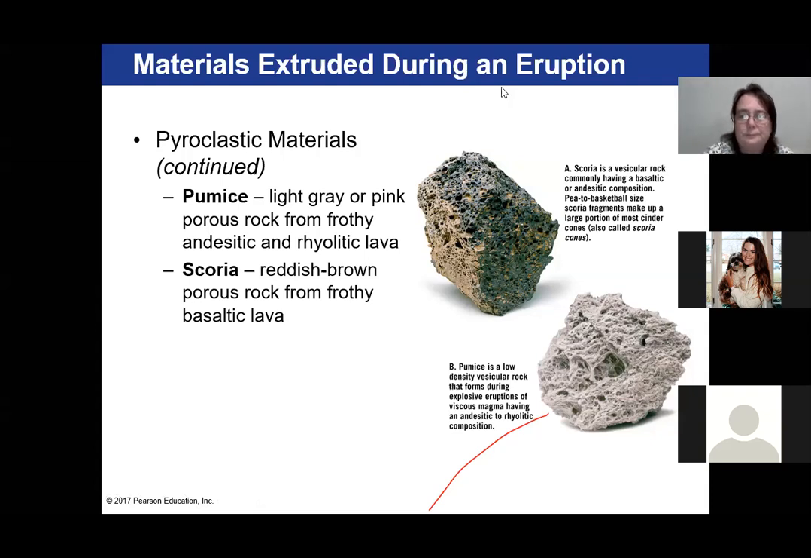All right. So scoria is reddish brown, and you can see all these holes. Those are bubbles created by the expanding gases, and they're frozen there, so the structure is preserved. Pumice is also a light-colored vesicular rock. Again, you can see the bubbles, structures preserved in that rock there.